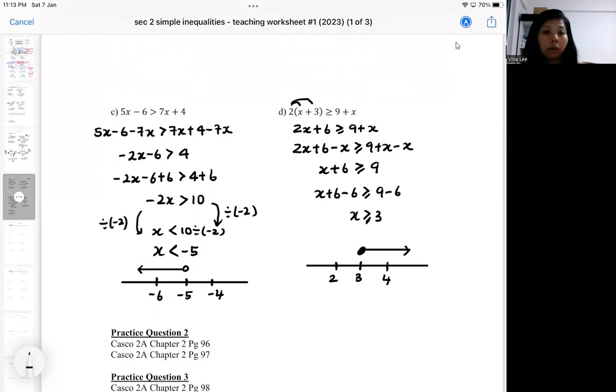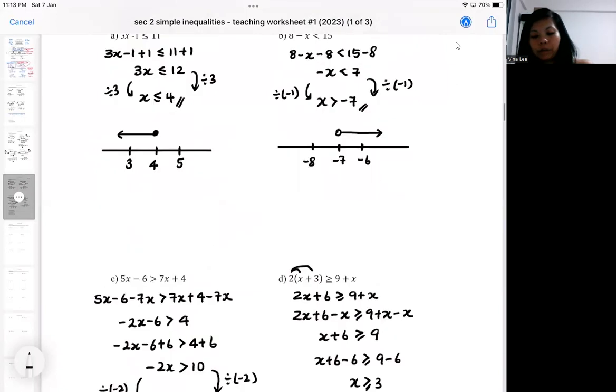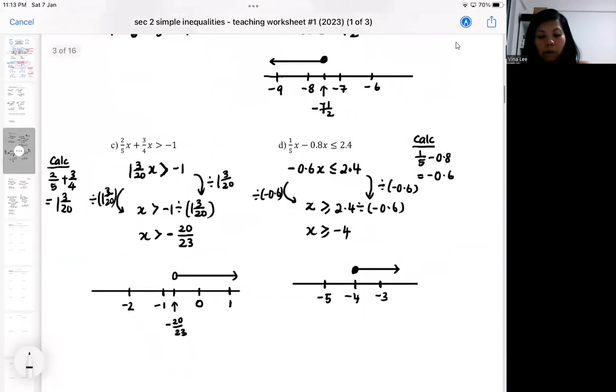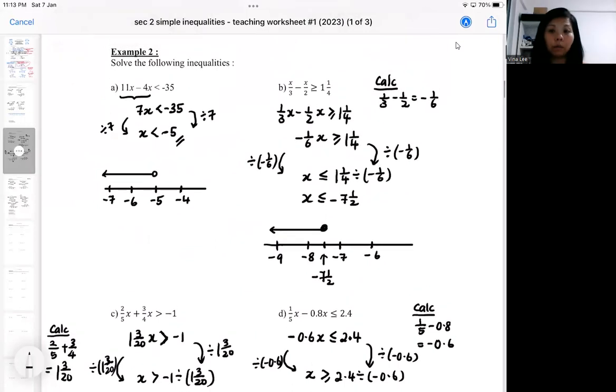So that is how you solve a normal inequality, which is very simple. There's only one logic for you to remember. Otherwise, you should feel that this behaves a lot like normal algebra.